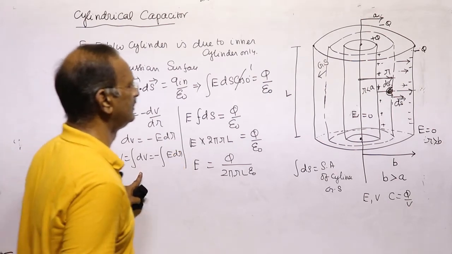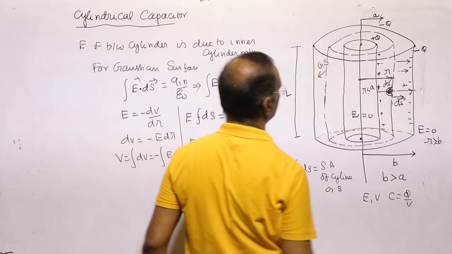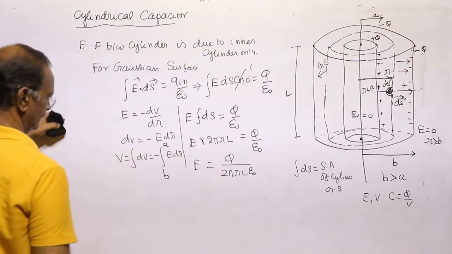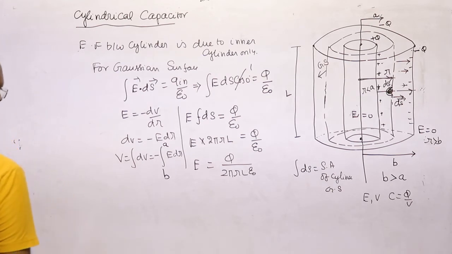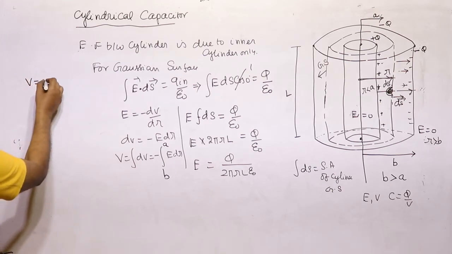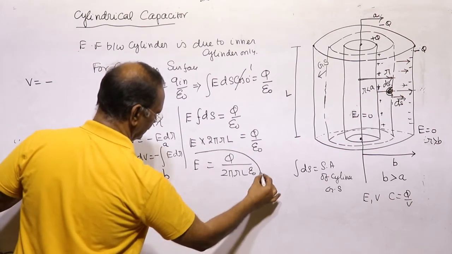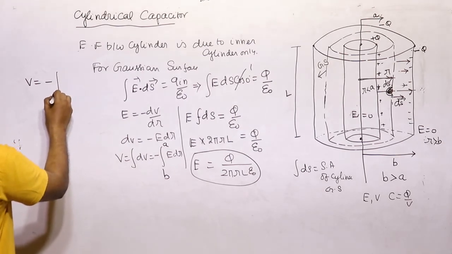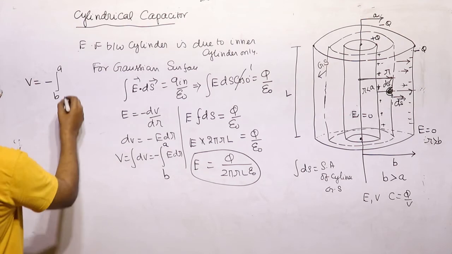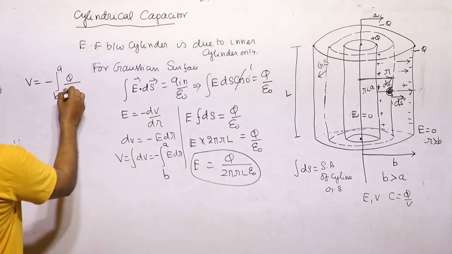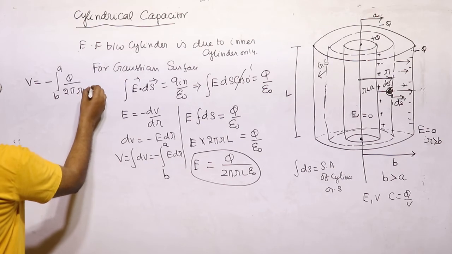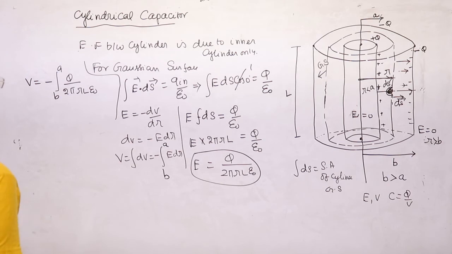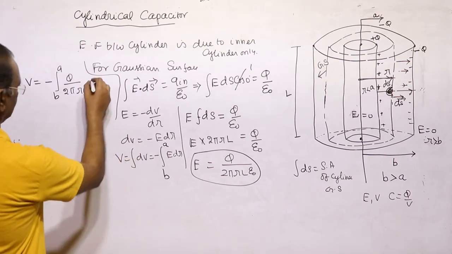From where? Potential is from the outer to the inner cylinder. Outer to inner cylinder means from B to A. So potential is equal to minus the integral from B to A of E dr, where we have found the value of E is equal to q divided by 2 pi epsilon naught r L. So what is V? V is the integral of E into dr.